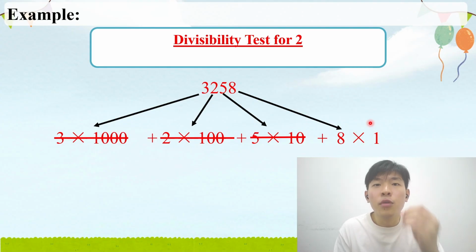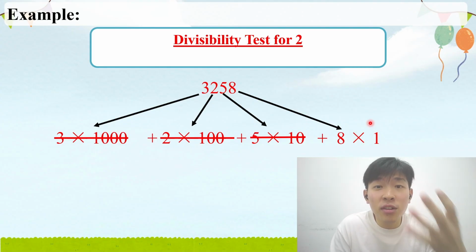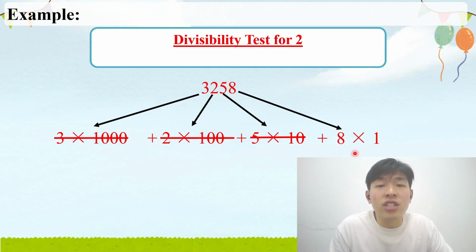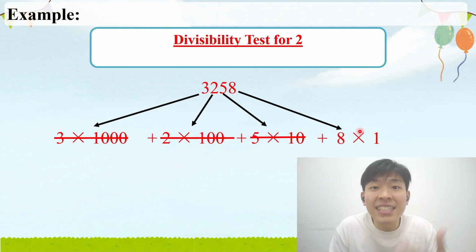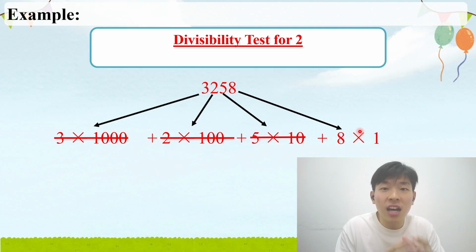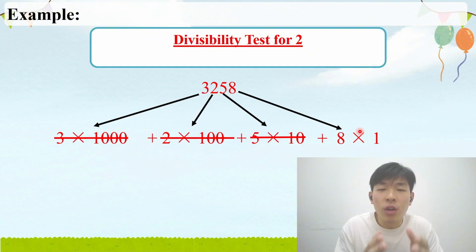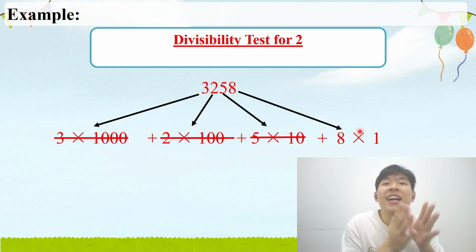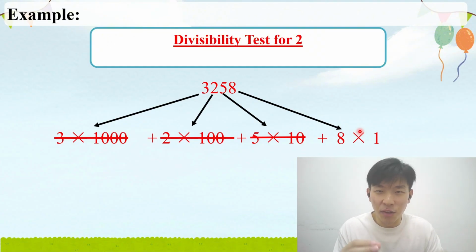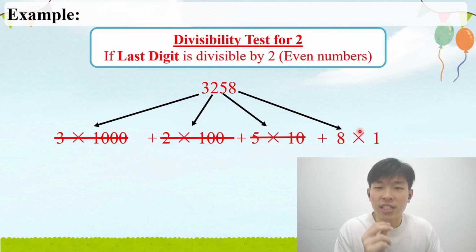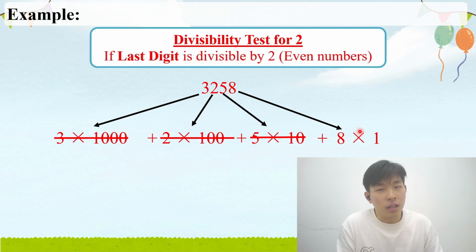It is not. Which means that here, the only number we need to look at is the last digit, the ones place. This is why when we want to see whether a number is divisible by 2, or whether a number is even, we look at the ones place, the last digit. Okay, so here we learn something. If the last digit is divisible by 2, then the whole number is divisible by 2, which is an even number.